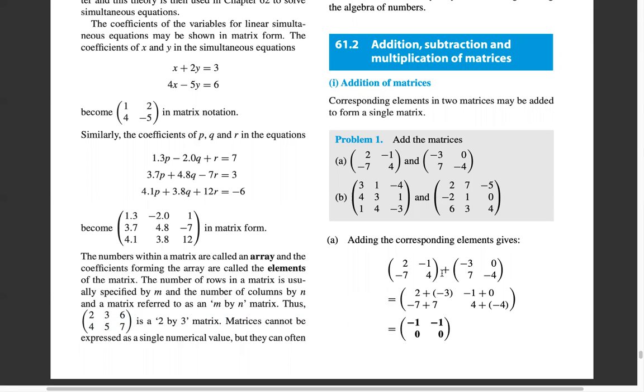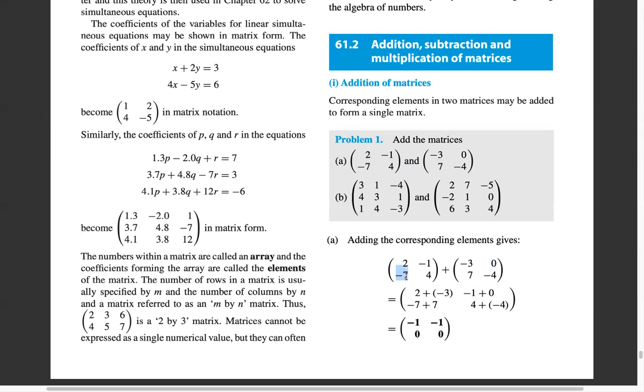So say I add these two matrices here, 2, -1, -7, 4, and this -3, 0, 7, -4. You want to add them. Well, you just add corresponding elements. The 2 and the -3, that's this part here. The -1 and the 0, that's this part here. The location of an element is given by its row and column. So this -1 here is row 1, column 2. So you add that to row 1, column 2 in the second matrix. That's why we say corresponding elements, right?